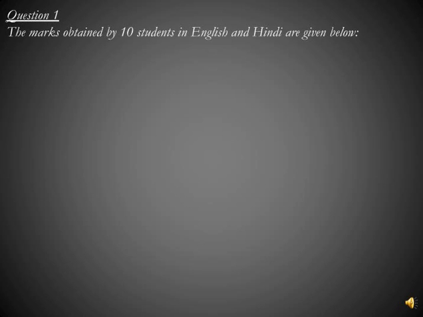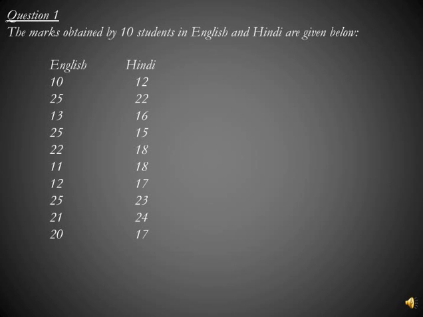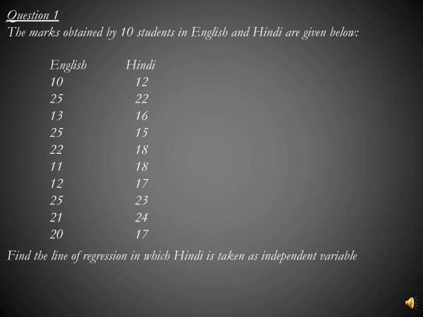Now let's do a question for practice. The marks obtained by 10 students in English and Hindi are given below. These are the marks obtained by 10 students in Hindi as well as English. And what we have to find out is the line of regression in which Hindi is taken as the independent variable. Now we have to put Hindi as the independent variable and we have to take English as the dependent variable.